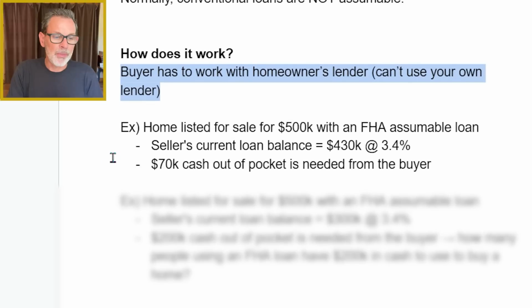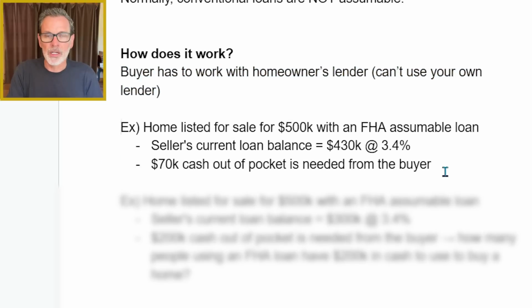So let me give you an example, because here's a major con regarding taking on the homeowner's rate. So for example, let's assume a house is listed for sale for $500,000. It has an FHA assumable loan. The seller's current loan balance is $430,000. Their interest rate for a 30-year fix is at 3.4%, which is much lower compared to today's rates, of course.